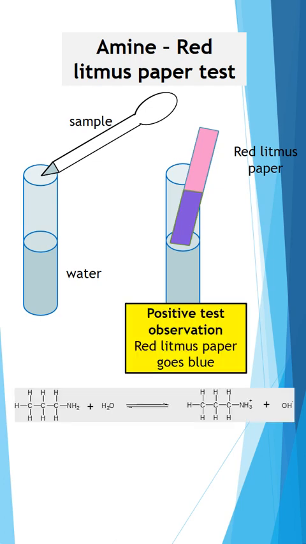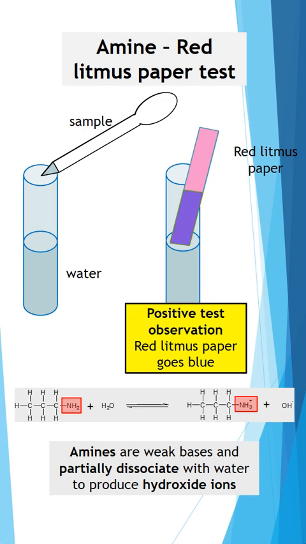So what's happened here is our amine, as it is at equilibrium with the water, produces the hydroxide ion, and the hydroxide ion is what turns the litmus paper from pink to purple. So the amines are weak bases, and they've partially dissociated with water to produce hydroxide ions, and that is what we identify.